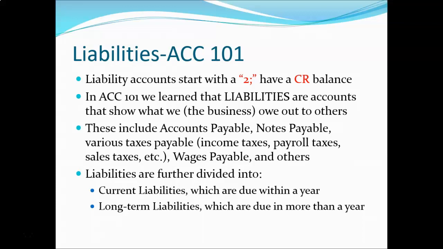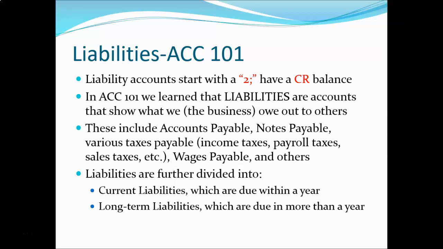We also divided liabilities into current liabilities, which are those things we owe out during the next year. That would include accounts payable. Usually we owe that out in the next 30 days. And the various tax payables, income tax payable, payroll tax payable, etc., wages payable. All of those are due usually fairly shortly and quickly. So those are all current liabilities.